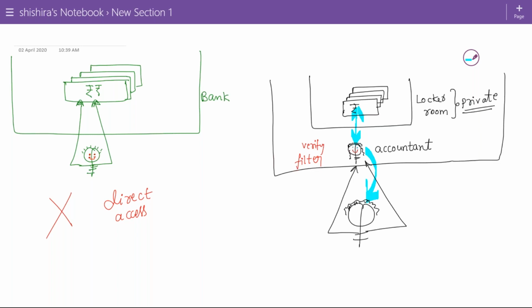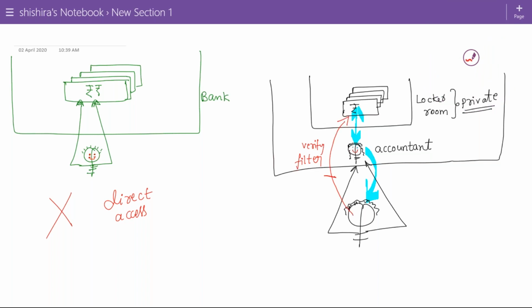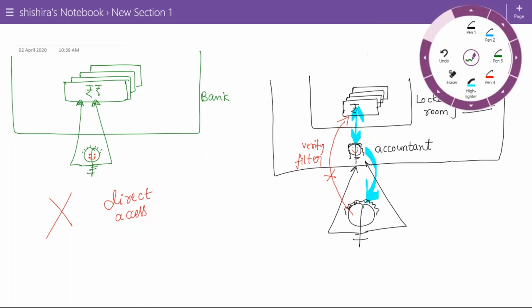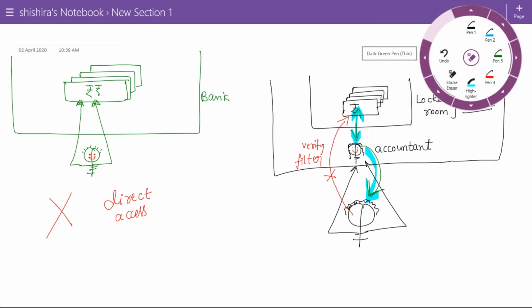But direct access is not allowed. This is not allowed. But indirect access is allowed. Observe, through this, indirect access is allowed. So what are the advantages of this indirect access? So you are public, you want to access it, or rather than calling you a public, I call you an outsider. So you are an outsider.